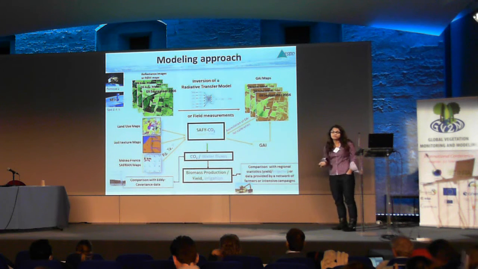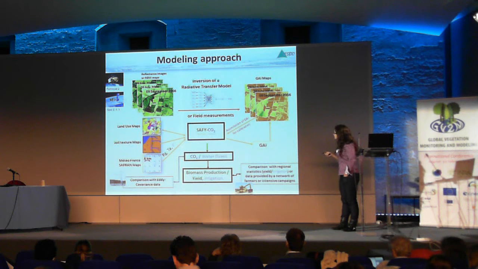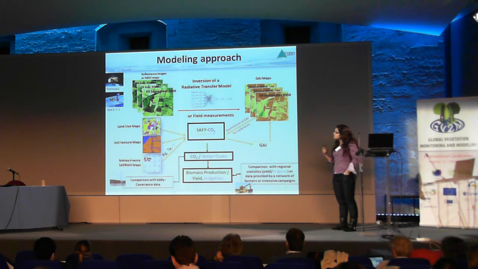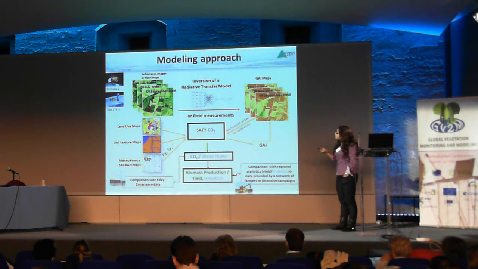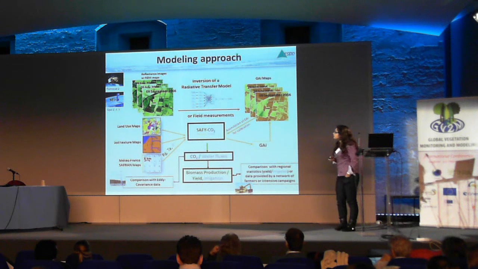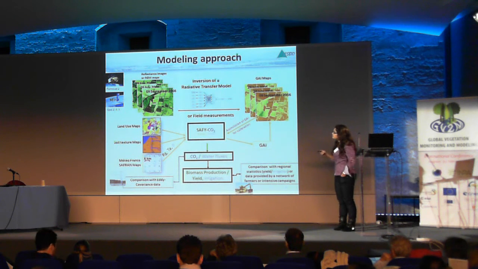Then with these inputs, the SAFY-CO2 model, based on Monteith's light use efficiency theory, will simulate LAI and GAI, the green area index. And then we calibrate the phenological parameters of the model by comparing this output GAI with the GAI maps obtained by remote sensing. These GAI maps can be obtained directly from the reflectance images using an inversion of a radiative transfer model using neural networks, or simply by the empirical relationship between NDVI and the GAI based on the field measurements.